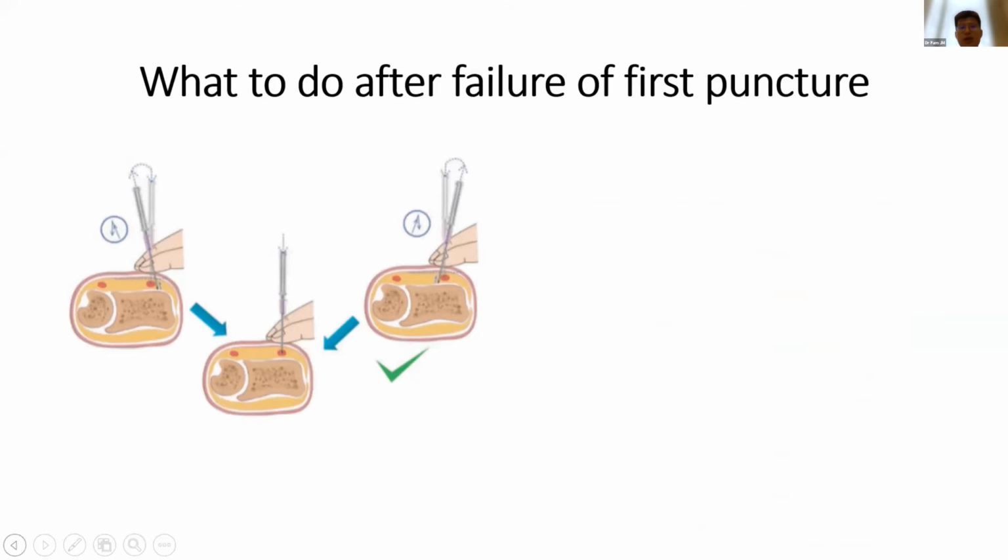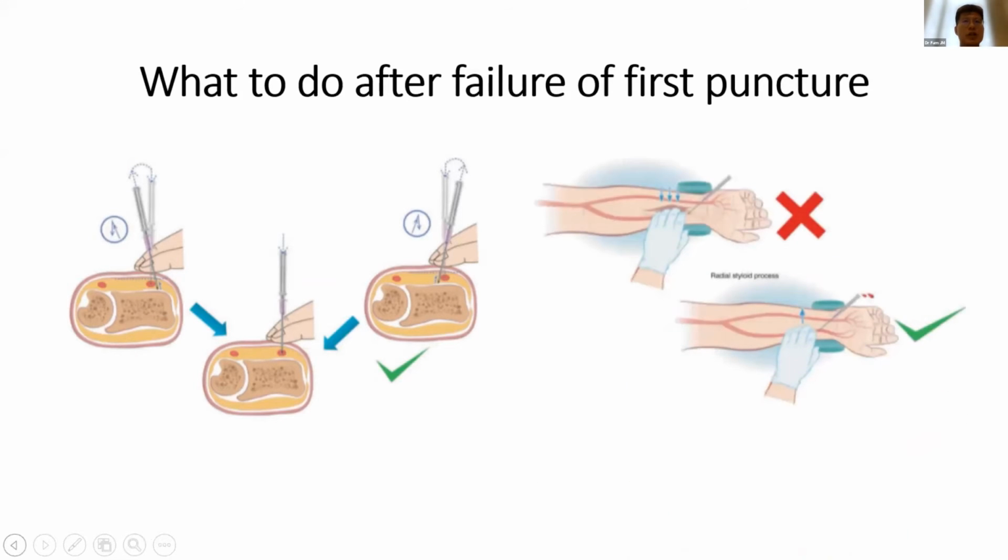Now, if the first puncture fails, there's no need to completely remove the needle as well. The operator can keep the needle inside too, and then feel for the radial pulse, followed by reassessing the direction for reinsertion. Now, if the current position of the needle is too far away, then we may have to remove the needle altogether and try somewhere more suitable.